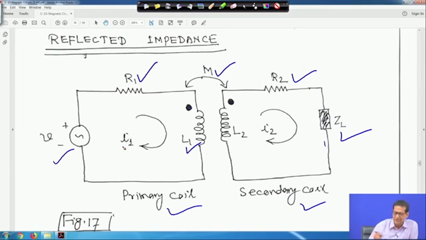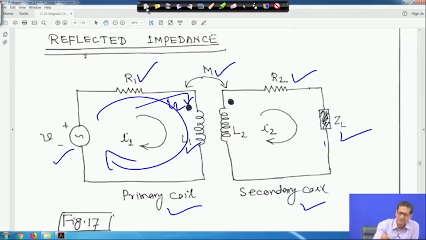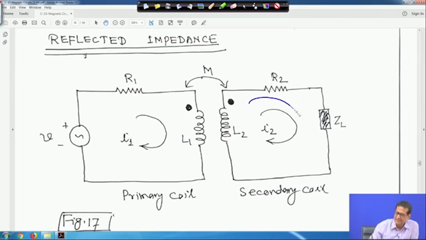If you look into it, in this coil the current I1 is entering the dot, because the current is moving like this. But in this case the I2 current is leaving the dot. So this way you have to see first. That means the sign of the mutual inductance voltage generator will be negative, because the current here is entering and here it is leaving. And impedance ZL is given.